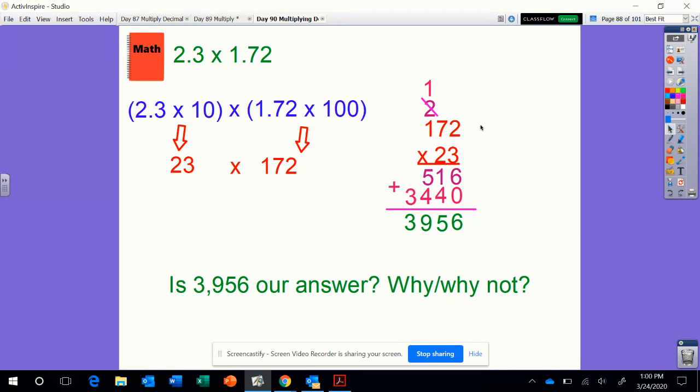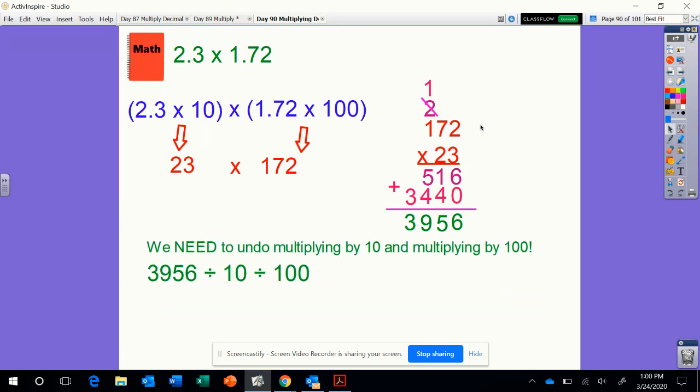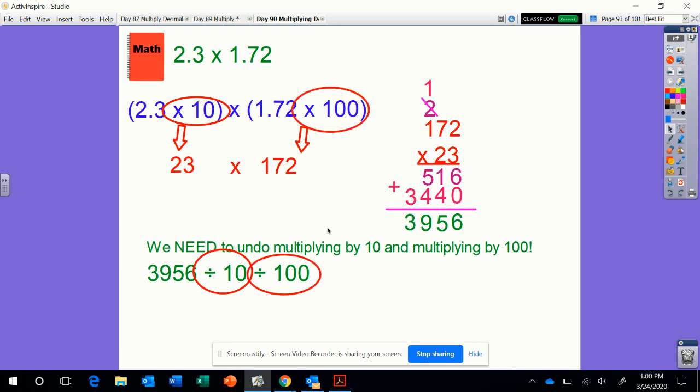Hopefully you said no. Because we multiplied to get rid of that decimal, or those decimals, now we have to divide to put them back. So we have to undo this. So we're going to undo by dividing by 10 and dividing by 100, because that's what we multiplied by. So when we first divide by 10, we're going to move the decimal one place. And then when we divide by 100, we're going to move the decimal two more places. Now, when we multiplied, we moved to the right. So when we divide, we're going to move that decimal over to the left.